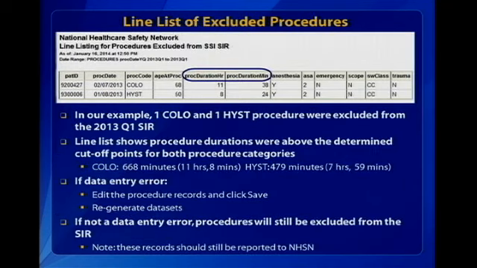So here is an example of a list of excluded procedures. In our example, we had one colo and one HIST procedure excluded from the 2013 Q1 SIR. So this line list shows that the procedure durations for both of these procedures was above the determined cutoff points, the IQR5. So for colo, the IQR5 is 668 minutes or 11 hours and 8 minutes. And for HIST procedures, the cutoff point is 479 minutes.